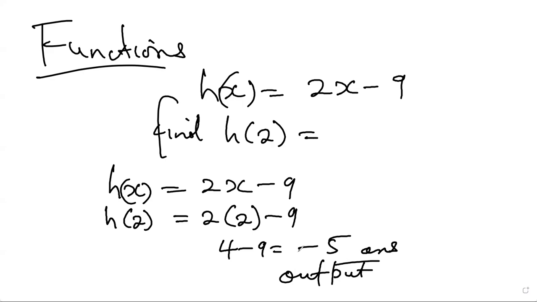So this is saying when we input 2 in our function, we're going to get minus 5. Alright? But guys, not all the time is it going to be a straight line graph. Sometimes it's going to be a quadratic graph. Let me show you what I mean.